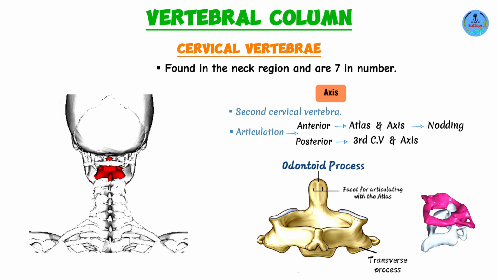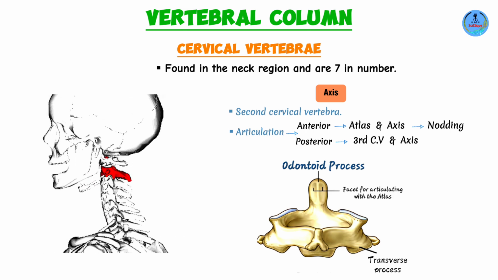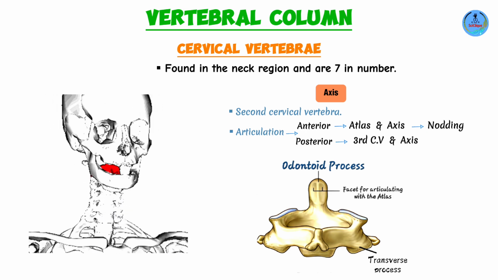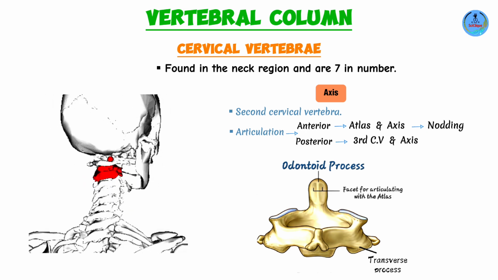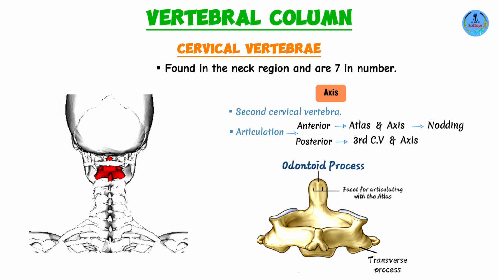Are we together? What other characteristics of the axis are there? Number two, it has a wide neural canal, for the passage of the large spinal cord, and it also has a neural spine that is broad but short to provide a large surface area for attachment of muscles. Lastly, its transverse processes are also wing-like to provide a large surface area for attachment of muscles.